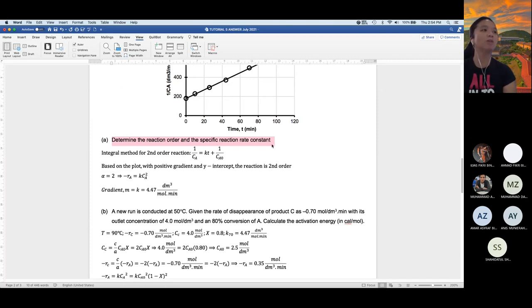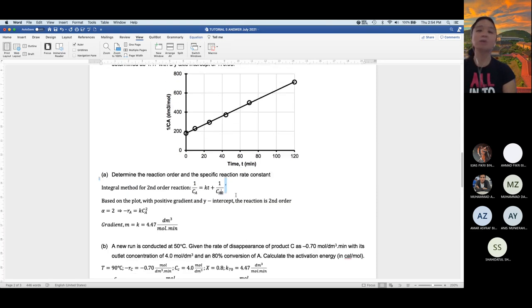Only the equation will be given as follows. 1 per CA equals to KP plus 1 per CA naught. So kalau kamu perasan, equation ni menepati plot kita di mana 1 per CA will be my y-axis punya data. The time will be my x-axis data. Hence, K will be my gradient. Then 1 per CA naught ni adalah y-intercept. Okay, so kalau kamu ingat, saya ajar kamu kena check juga.